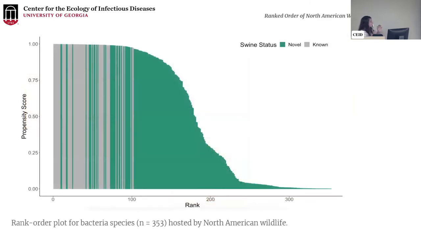And so here you see the 353 species and the prediction, which we call the propensity, so the likelihood that this bacteria species is to be in swine, on the y-axis. And the green are bacteria that do not currently associate with swine. So you see there's this very right-sided novel bacteria that have relatively low propensity scores, but many of the known swine bacteria are on the left in gray, and they have really high propensity scores.